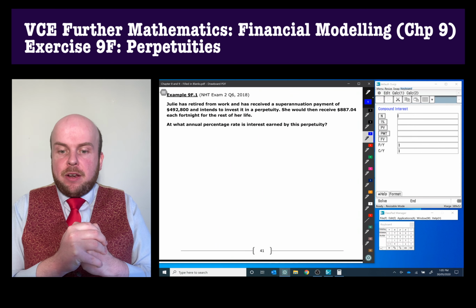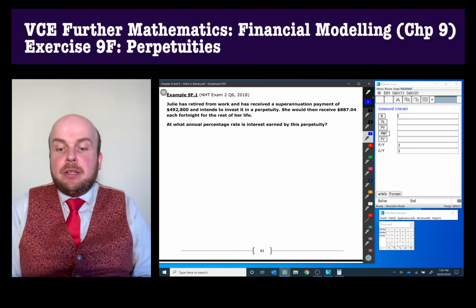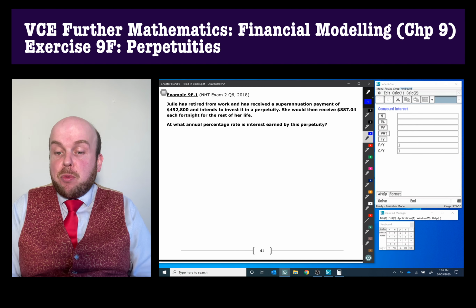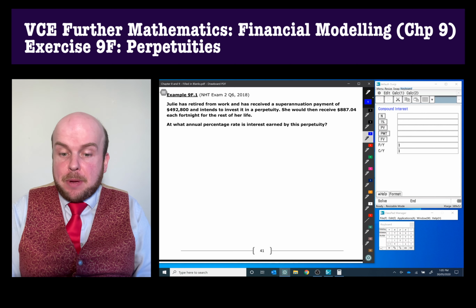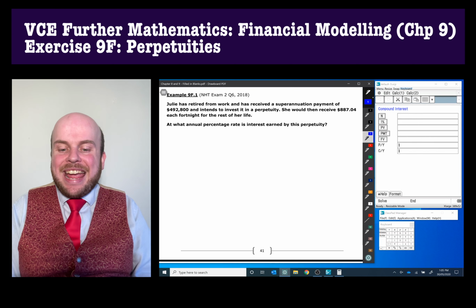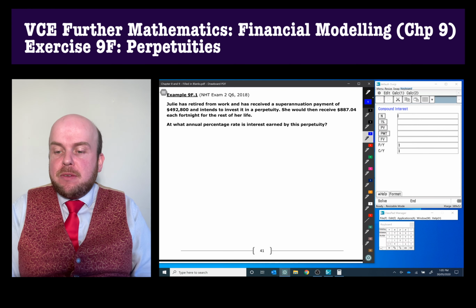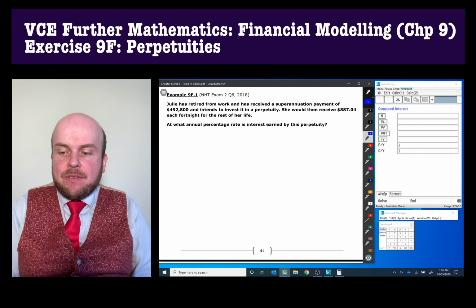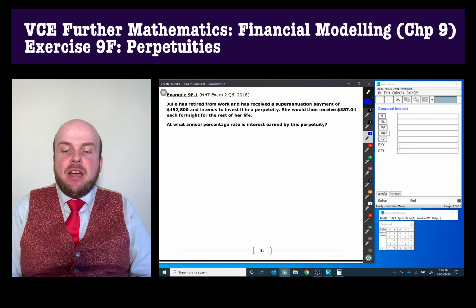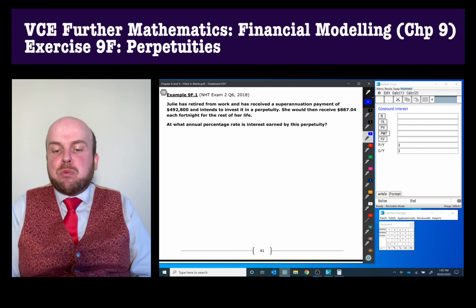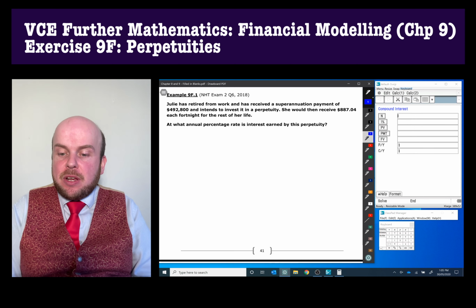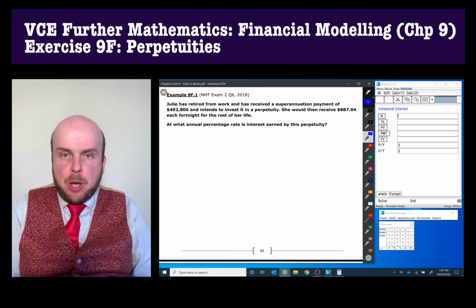Example 9F.1, this is from the Northern Hemisphere timetable, exam 2. Julie is retired from work and has received a superannuation payment of $492,800 and intends to invest it in a perpetuity. She would then receive $887.04 each fortnight for the rest of her life. At what annual percentage rate is earned by this perpetuity?